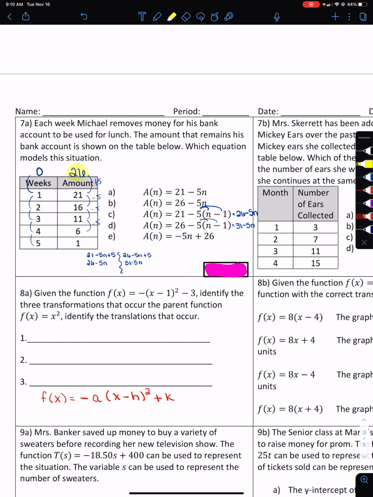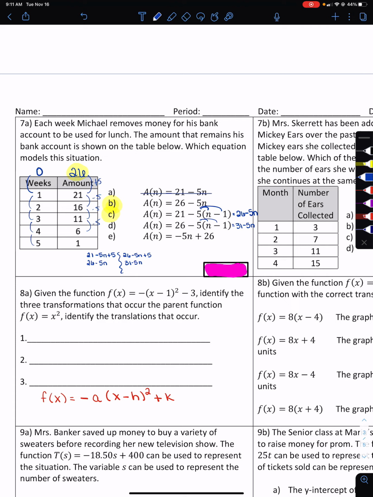So when I go look at all my equations, I'm going to look for ones that have a constant value of 26 and a slope of negative 5. Okay, so A does not have either of those. Well, it has a slope of negative 5, but it does not have a y-intercept of 26. B has a y-intercept of 26 and a slope of negative 5, so B is an answer. C also has a y-intercept of 26 and a slope of negative 5, so C is an answer.